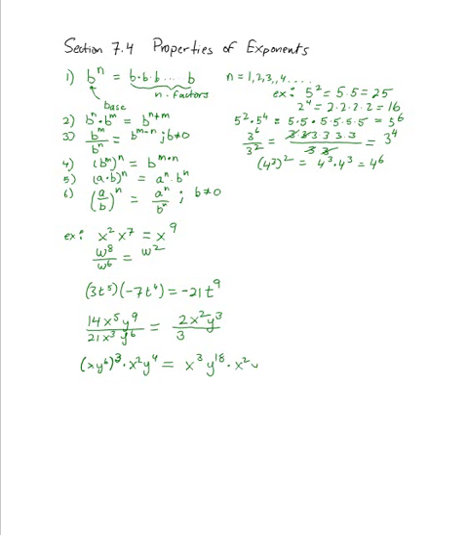And then I still have x squared y to the 4th. Now I'm back to my add the powers property. So this is x to the 5th. 3 plus 2 is 5. Y to the 22. 18 plus 4 is 22.